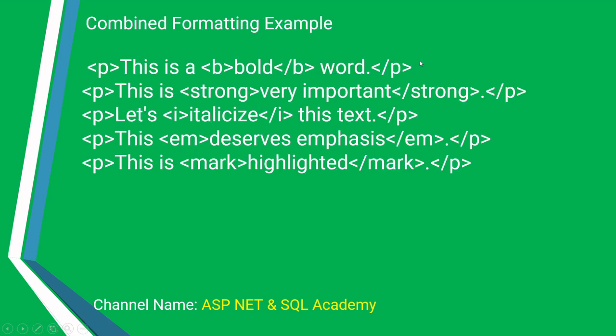Let us see all the formatting tags in action. Use B and strong for bold, I and EM for italic, mark to highlight important text. Each tag affects the appearance and meaning slightly differently.